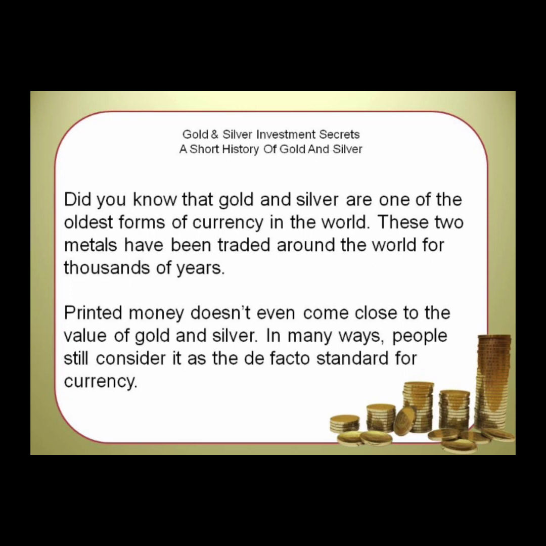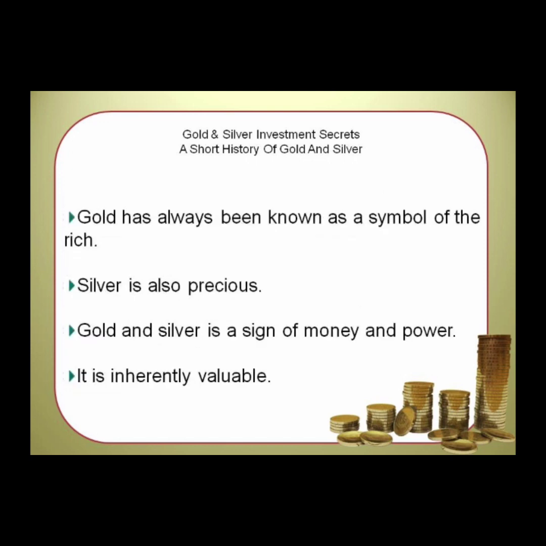Did you know that gold and silver are one of the oldest forms of currency in the world? These two metals have been traded around the world for thousands of years. Printed money doesn't even come close to the value of gold and silver. In many ways, people still consider it as the de facto standard for currency. In the past, gold has always been known as a symbol of the rich and the elite. Silver is also precious but in more functional ways. Gold, we see it as jewelry and silver as silverware.